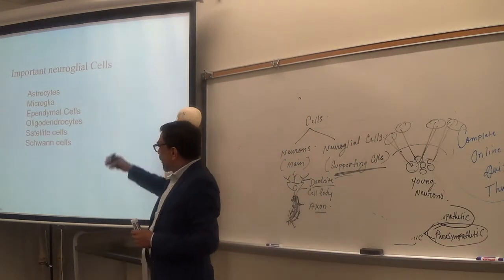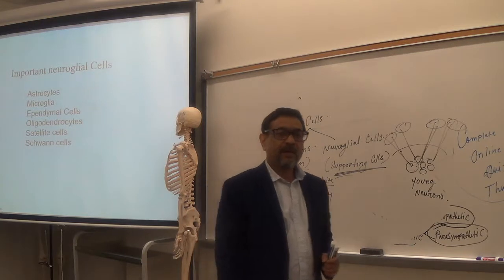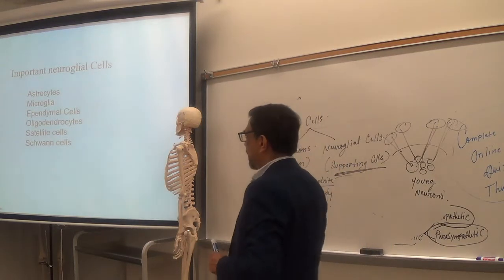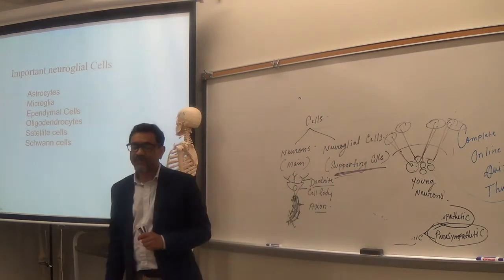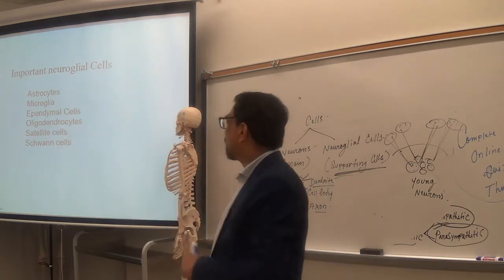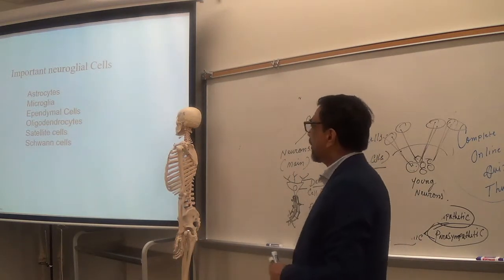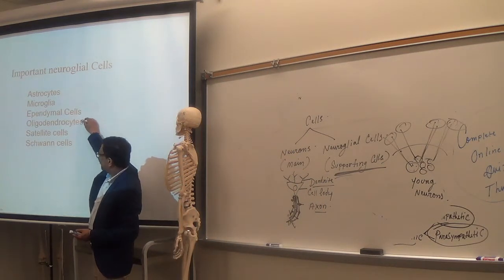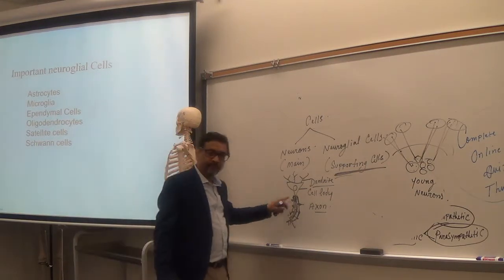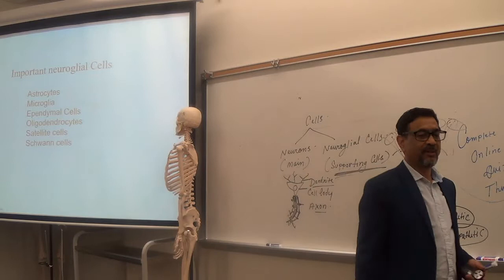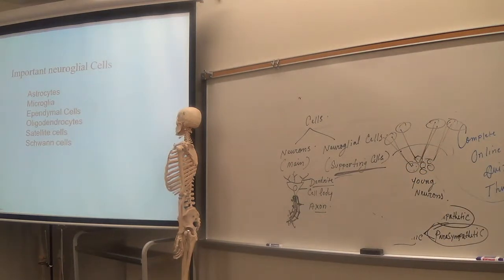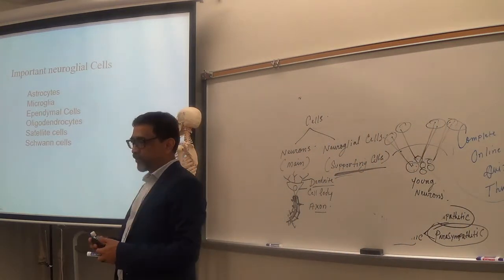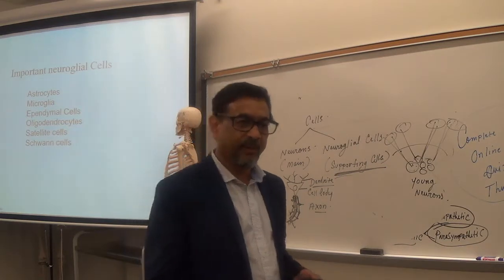So, important neuroglial cells include astrocytes, microglia, ependymal cells, oligodendrocytes, satellite cells, and Schwann cells. Now, the last three form insulation. Last three do what? Form insulation. Okay. So let's go over those six different types of neuroglial cells.